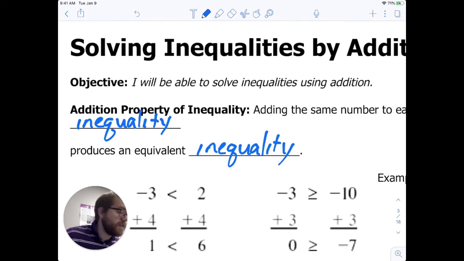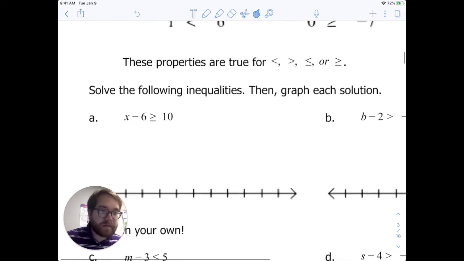which is kind of a funny phrase because inequality is about not being equal, equivalent means equal. And so what this is saying is that if I add the same thing to both sides of the inequality, it's still an inequality in the same sort. It's not going to change. The numbers may change, but it's not changing what it's actually saying. Let's look at some examples.